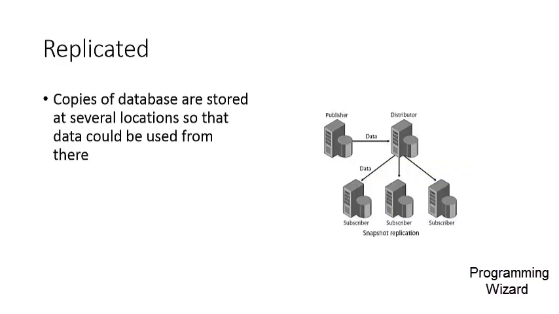Next we have replicated allocation of the database. In this type of allocation, we store different copies of the database at several locations in order to retrieve the data from various locations. Like in the example picture, you can see that there are three subscriber databases which are giving data to the distributor, and then finally the publisher can give data to either the distributor or subscriber 1, 2, or 3 and so on.